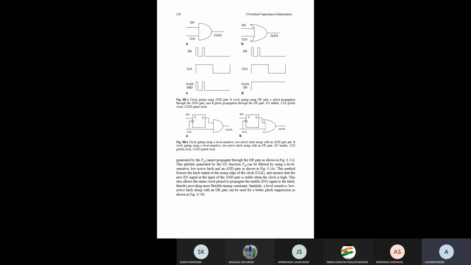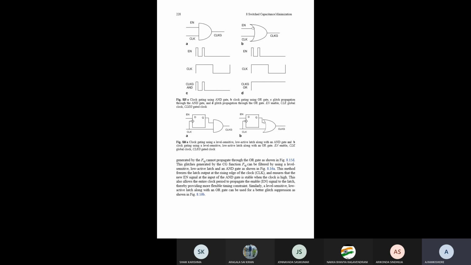That is indicated in figure C. Here we have the enable and the clock signal. If the clock signal is perfectly maintained, then the gated clock is also correct. But if the enable signal and the clock signal are not maintained in the proper manner, it introduces glitches in the output of the circuit.